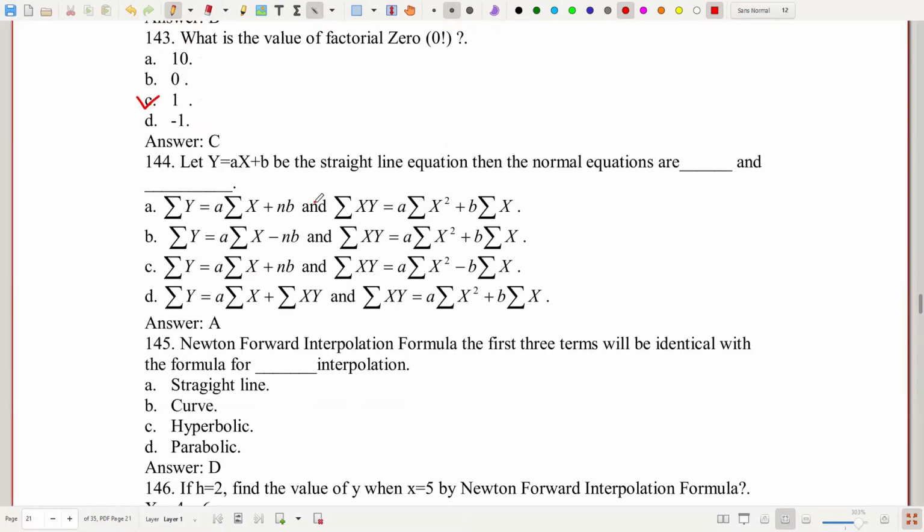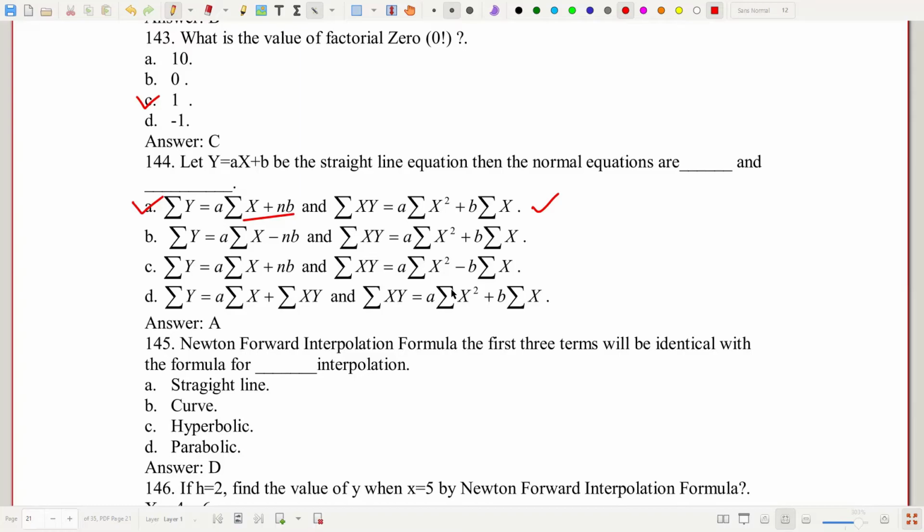Let capital Y is equal to small a capital X plus small b be the straight line equation, then the normal equations are dash and dash, and the answer is summation of capital Y is equal to small a summation of capital X plus small n into small b, and summation of capital XY is equal to small a summation of capital X square plus small b into summation of capital X.